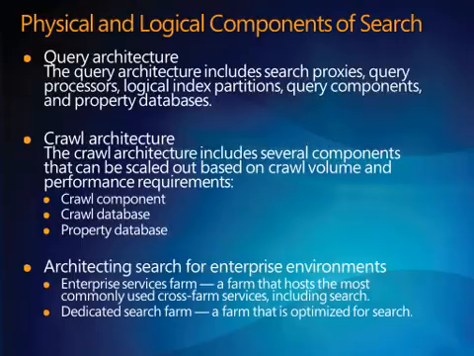The crawl database manages crawl operations and stores crawl history. You can assign multiple crawlers to each crawl database for redundancy. In this case, each crawler will crawl different content during each crawl cycle. The property database, also considered as part of the crawl architecture, stores properties for crawl data. The number of property databases depends upon the volume of the content that is crawled and the amount of metadata that is associated with the content.